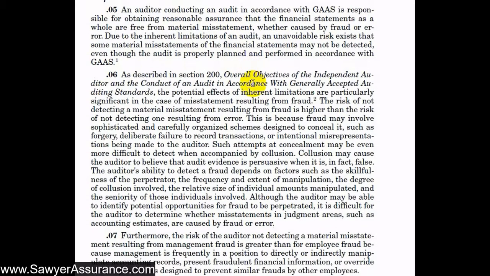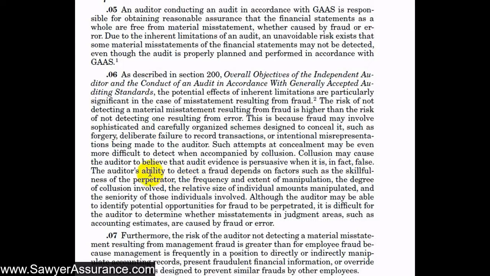Continuing our discussion, the risk of not detecting a material misstatement resulting from fraud is higher than the risk of not detecting one resulting from error. This is because fraud includes very sophisticated and organized schemes that are designed to conceal it, such as forgery, deliberate failures to record transactions, or intentional misrepresentations being made to the auditor. All of these things, including collusion, where multiple employees are involved in the fraud, make it very difficult for us to obtain reasonable assurance, because the information we're provided may be false.